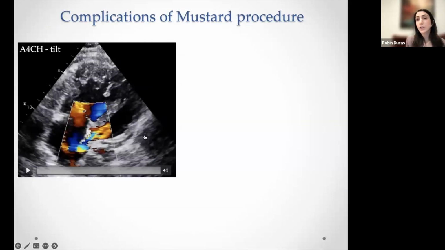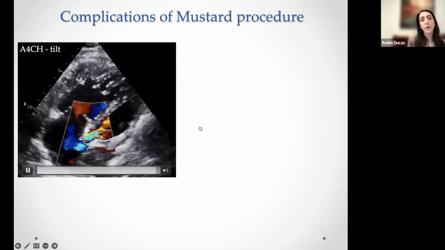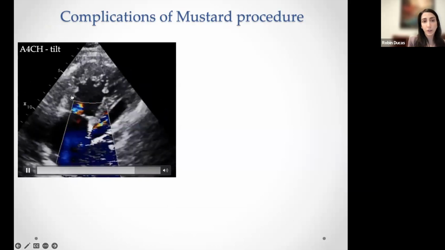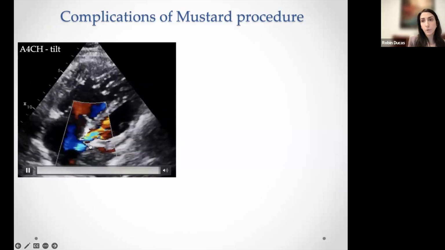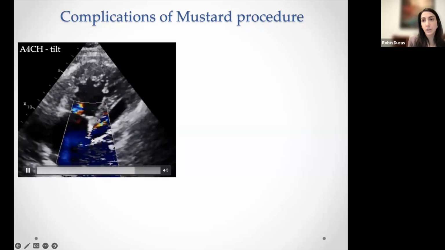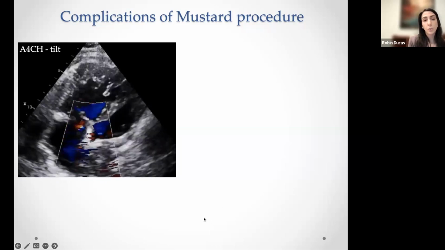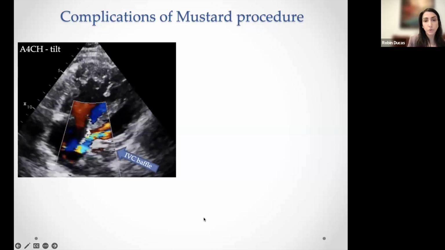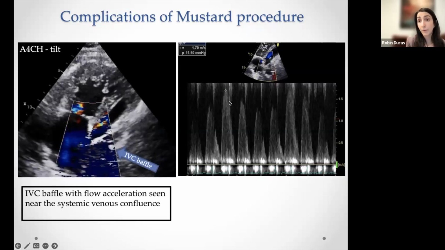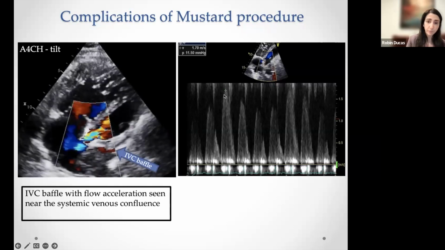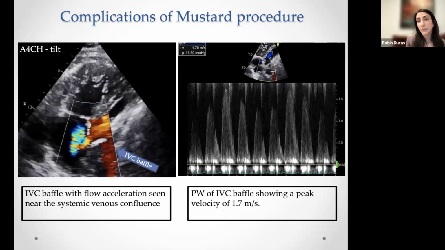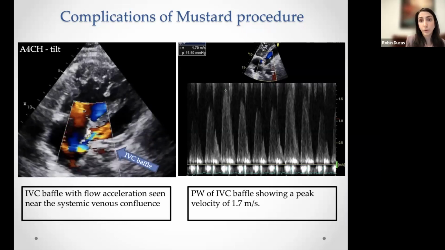Some of the complications that you might see in a Mustard patient: this is an example of an apical 4-chamber. We can see our systemic right ventricle there, which is hypertrophied and dilated. In this off-axis view, I hope everyone can appreciate that there is flow acceleration at the level of the IVC baffle. When our sonographer pulsed this baffle, we found on pulse wave Doppler that the flow through the baffle was greater than 1.7 meters per second. This would be consistent with a stenosis through the baffle, and something that would need to be dealt with from an interventional or surgical point of view.